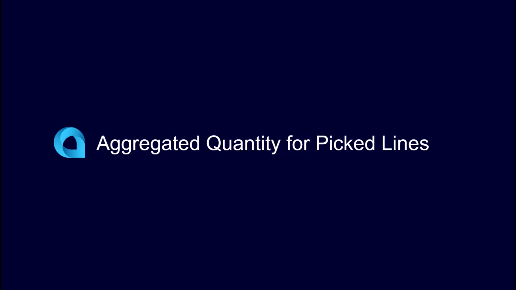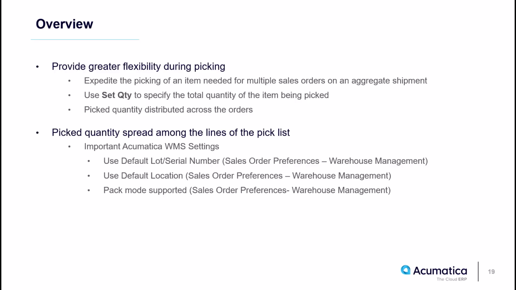The next feature that we'll highlight is the aggregated quantity for picked lines. Being able to aggregate the quantity for picked lines provides warehouse workers with greater flexibility during picking. This capability supports expediting the picking of an item needed for multiple sales orders on a shipment. The set quantity can be used to specify the total quantity of that item being picked, with the end result being that the picked quantity is distributed across the multiple orders automatically.